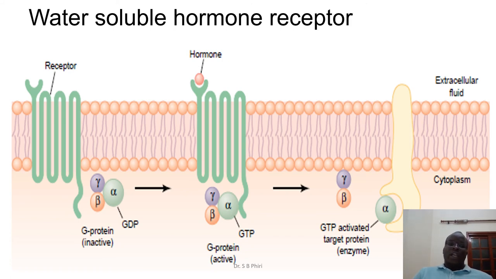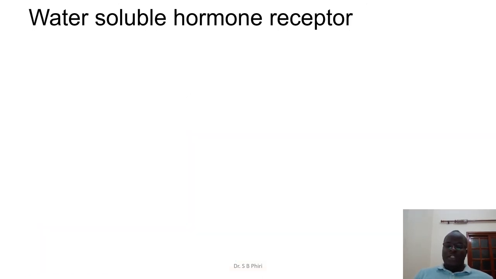The hormone can come and bind to the receptor, activating the G protein. Then there will be dissociation of the beta gamma from the alpha protein subunit. The alpha protein subunit will go and activate an enzyme. Then the beta gamma protein subunit can also go and activate another enzyme to bring about a cascade of reactions, which I've mentioned I don't know how many times now.